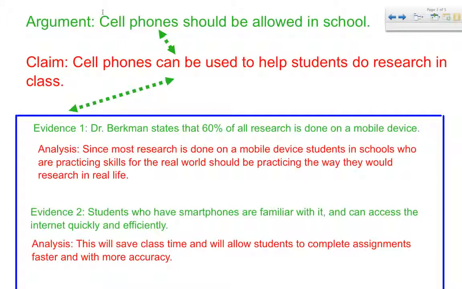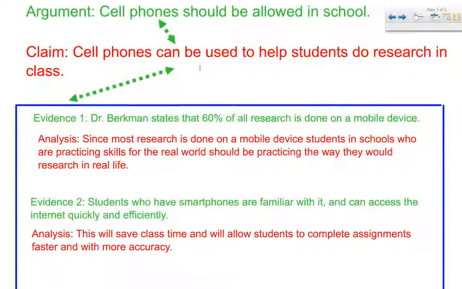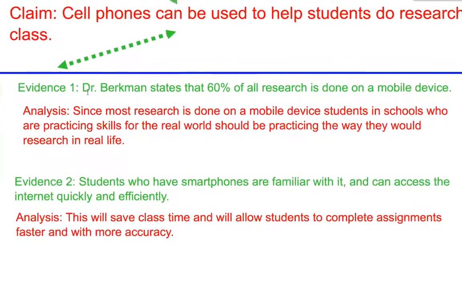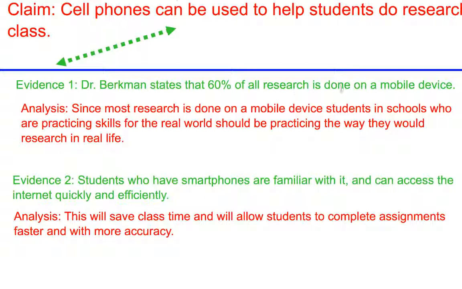So my argument for my paper is that cell phones should be allowed in school. That's my overall argument. One of my claims, which is one of my body paragraphs, is that cell phones can be used to help students do research in class. I have found 2 pieces of evidence that support that claim. One, Dr. Berkman states that 60% of all research is done on a mobile device in a study that this doctor did. Secondly, that students who have smartphones are familiar with it and can access the internet quickly and efficiently. Both pieces of evidence support my claim that cell phones can be used to help do research.